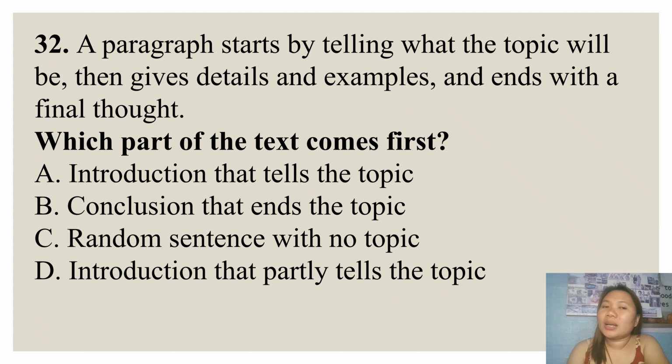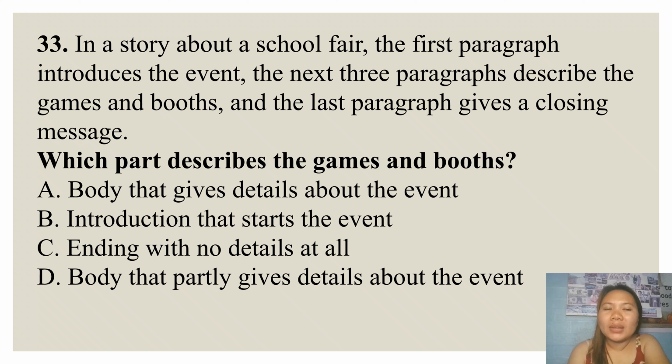3, 2, 1, number 33. In a story about a school fair, the first paragraph introduces the event. The next three paragraphs describe the games and booths, and the last paragraph gives a closing message. Which part describes the games and booths? A. Body that gives details about the event. B. Introduction that starts the event. C. Ending with no details at all. D. Body that partly gives details about the event.